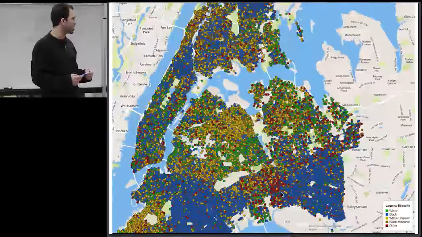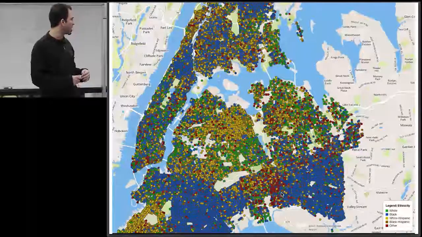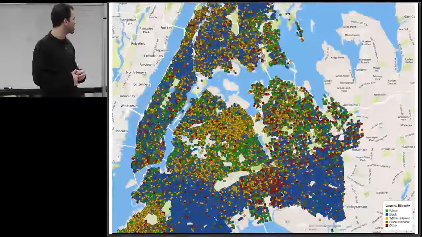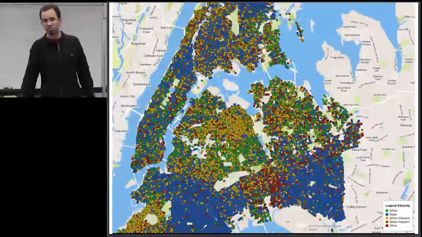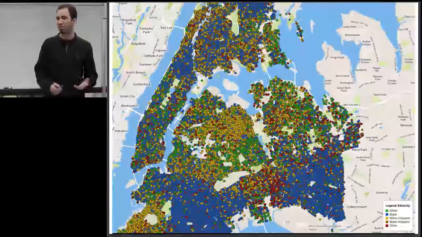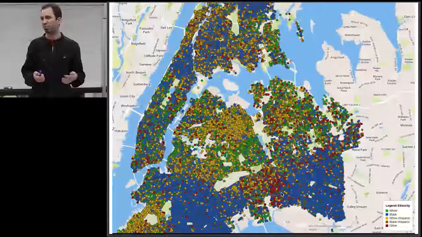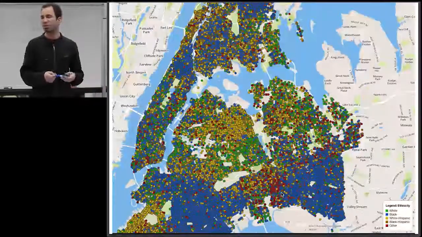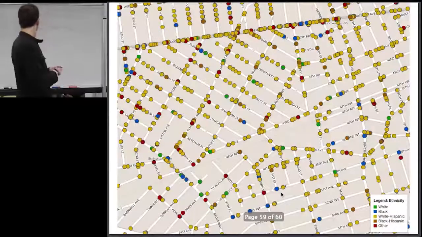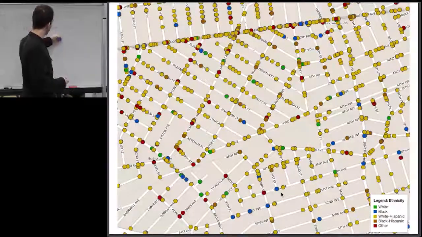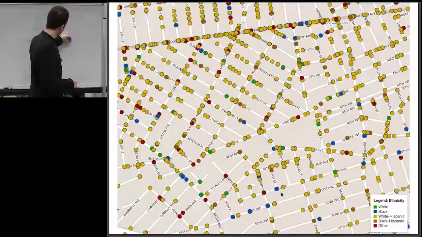Unfortunately, one way you can tell that is that the black areas, which are blue, have about the same number of stops as the white areas, which are green. But that's probably good, right? And in fact, I think the police are being very careful not to discriminate racially here. But let's just put this all under the category of demographics.